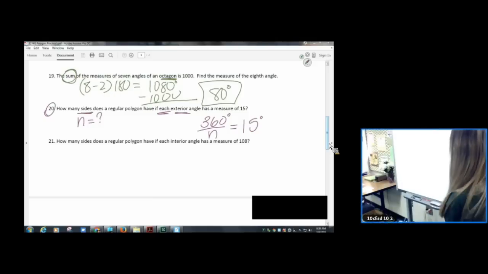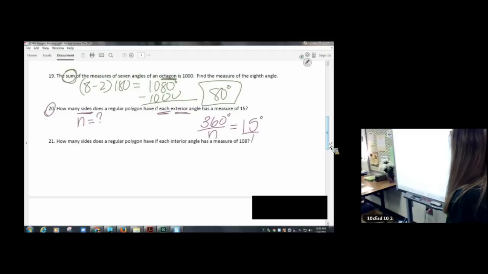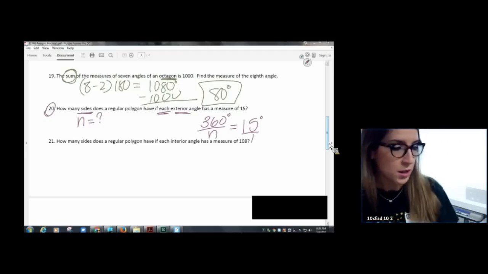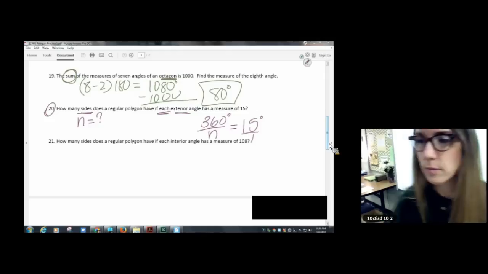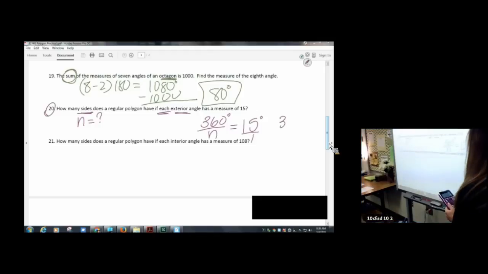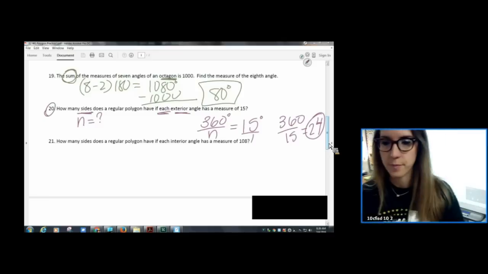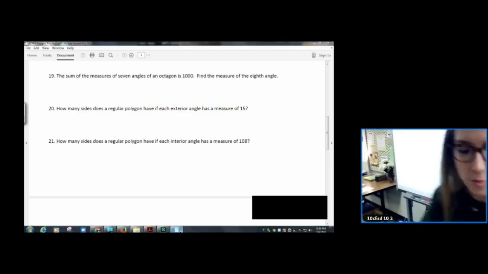I can put 15 over 1. I can cross multiply and divide. So it's really saying 360 times 1 divided by 15. So it's really saying 360 divided by 15. So n is 24. Sorry, that was weird. Okay. Doing more than I need to.